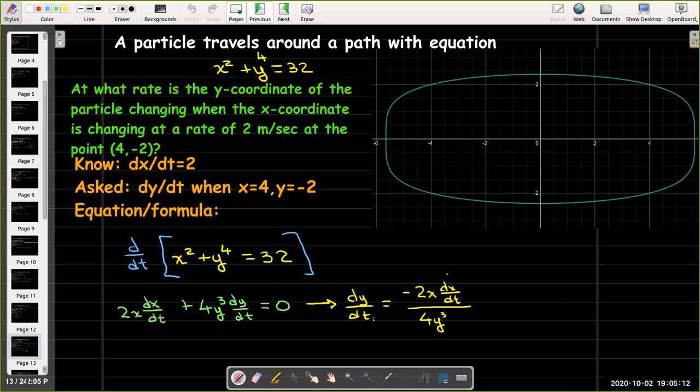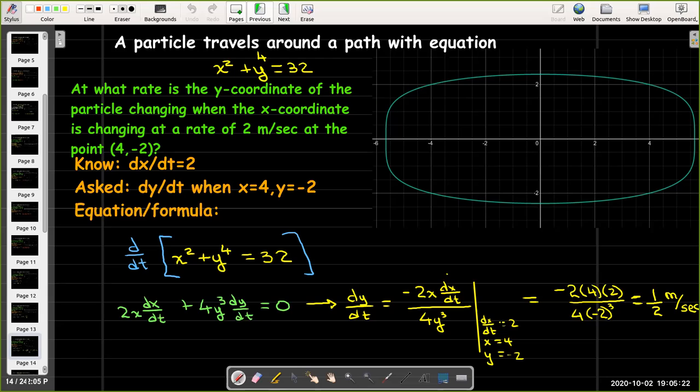So then doing some algebra, I can solve that for dy/dt. And my very last step, as promised, is to substitute my given values. dx/dt equals 2, x equals 4, y equals negative 2, and I get 1/2 meter per second. So remember, when we evaluate, we put in this evaluation bar. We're not going to claim that dy/dt is always equal to 1/2. It's only equal to 1/2 under the condition that dx/dt equals 2, that x equals 4, and y equals negative 2. And that's what the evaluation bar does for us.